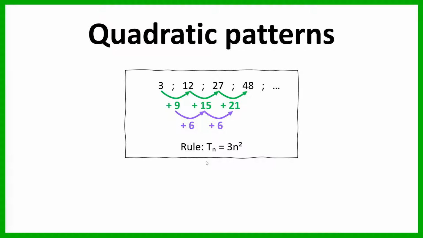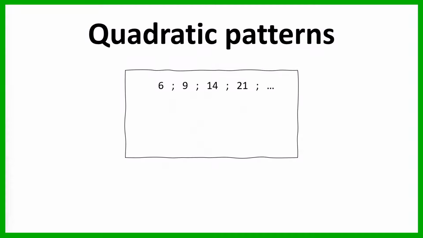Okay, then here's another example. We've got the pattern 6, 9, 14, 21. In this pattern, from 6 to 9, we are adding 3. From 9 to 14, we are adding 5. From 14 to 21, we are adding 7. And then that forms the pattern where we have a constant difference of 2, just like we had in the plain n squared.